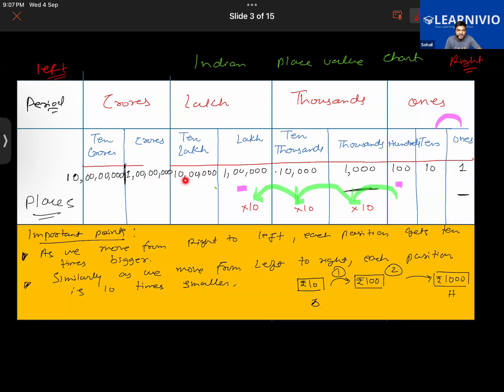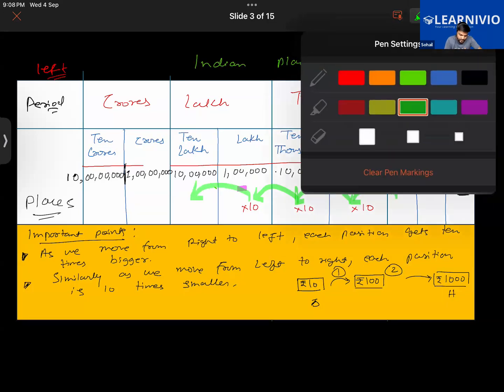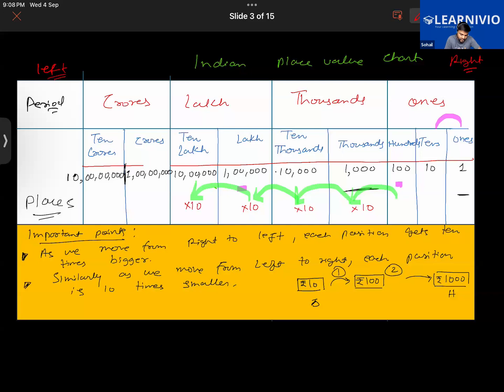So now tell me, 10 lakh is how many times bigger than 100? You guys tell me. You have to just take one more jump here. So the target numbers are 100 and 10 lakh here. 10 lakh is how many times bigger than the number 100? That you have to tell me. Just take how many jumps you have to take here. 1, 2, 3, and 4 jumps.